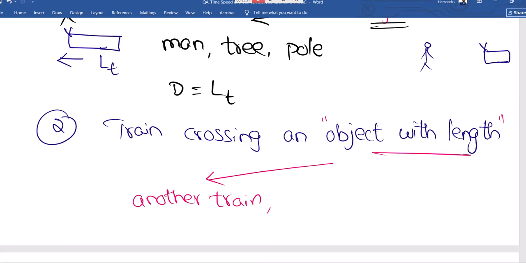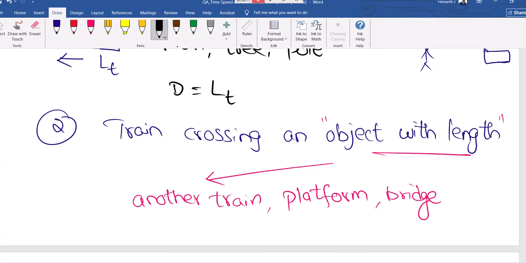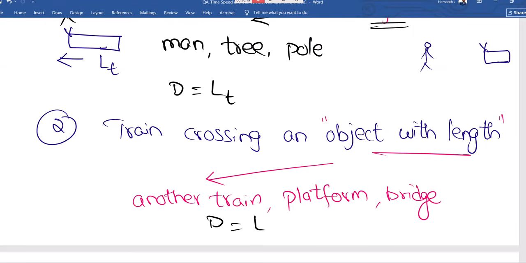And a train crossing a platform. We know the platform length is more than the train length. A train crossing a bridge. Train crossing a bridge, train crossing a platform, train crossing another train. In these types of examples, distance must be equal to the length of the train plus the length of the object. Let's say here we have a bridge. This is the bridge.